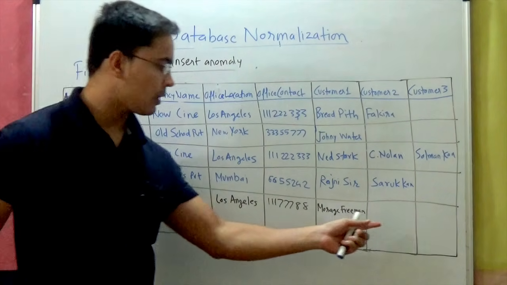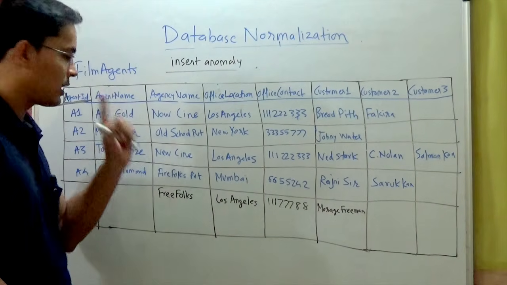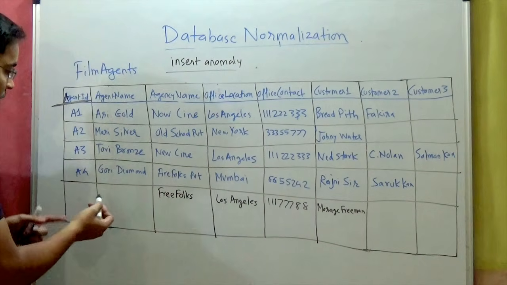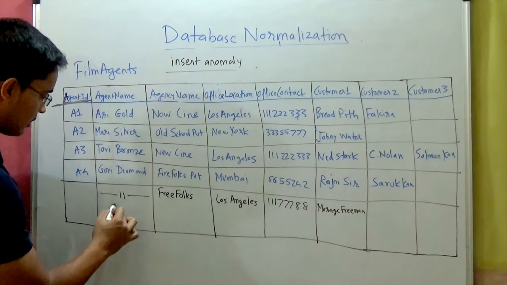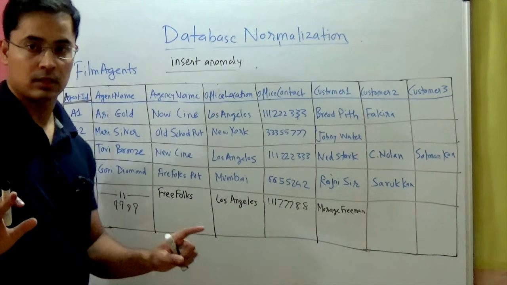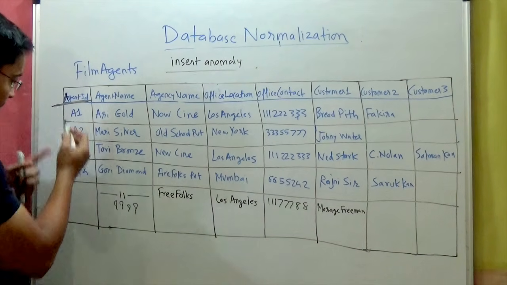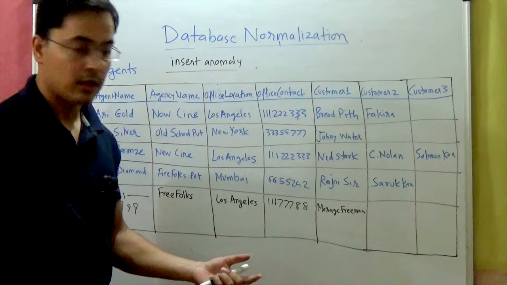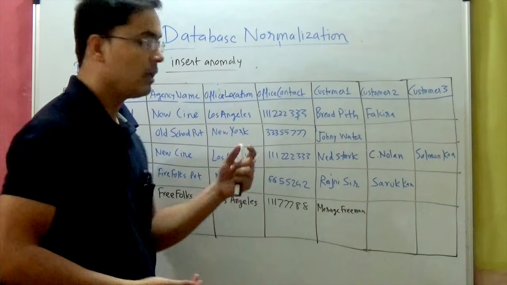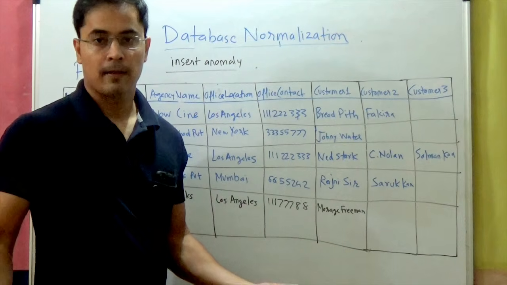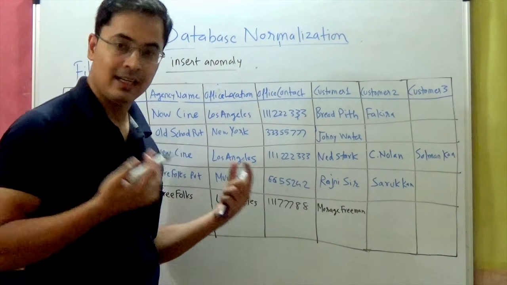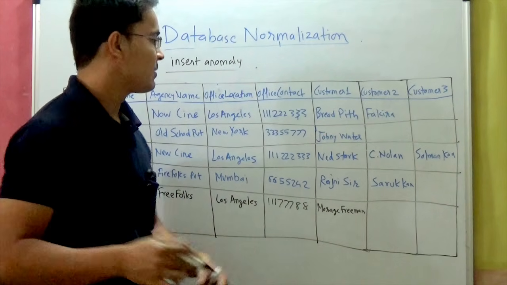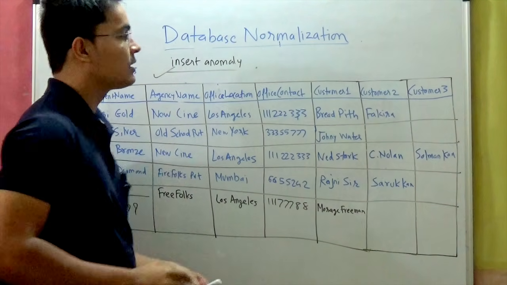So we cannot create an entry in this table right now for this new agency because they don't have an agent. That means this value will be null, which is still okay. But the primary key column will also be null. There's no agent ID because there's no agent. So we cannot insert this data into this table. The agency is there, but we cannot insert data because we don't have an agent. This is an example of insert anomaly.